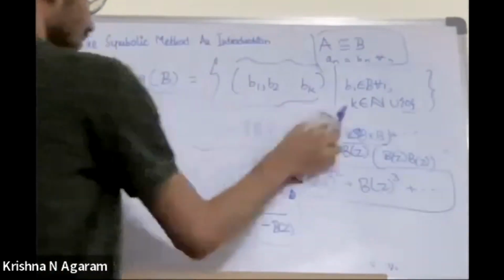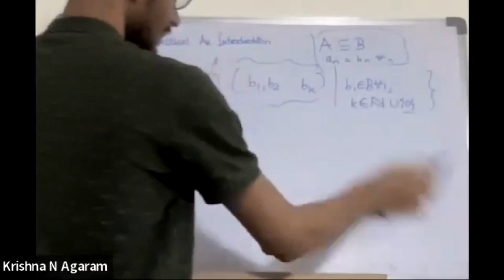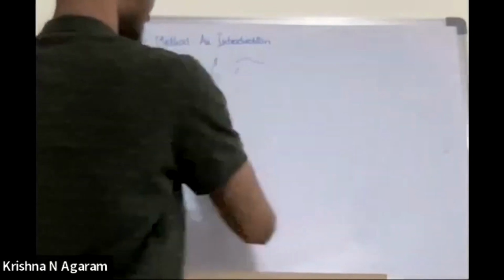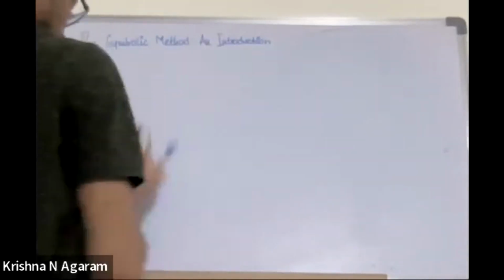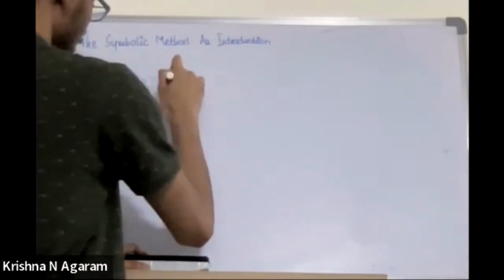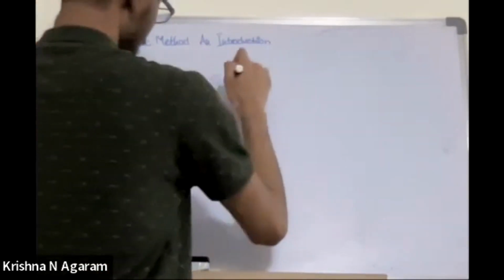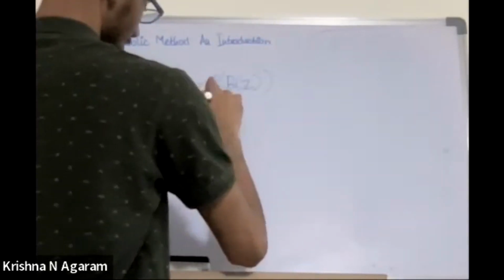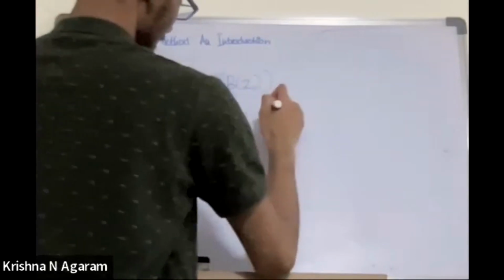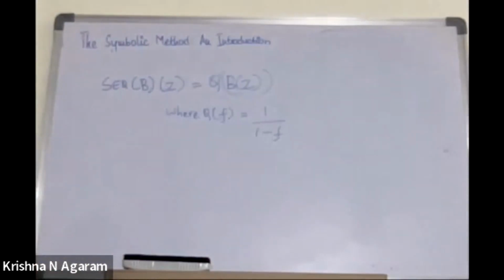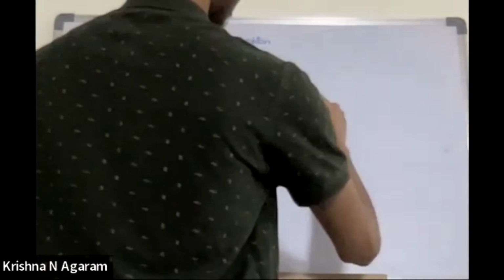So the sequence is defined when b0 has no element of size 0, and in that case sequence of b has the generating function qb of z, where q of a formal series f is the formal series 1 by 1 minus f. Right? Is that clear?